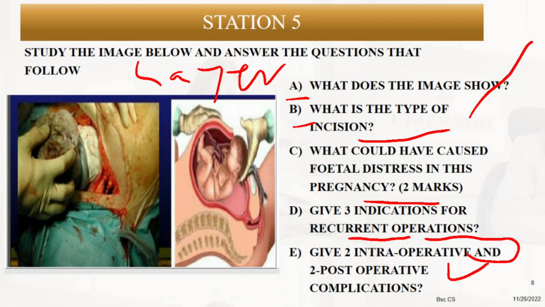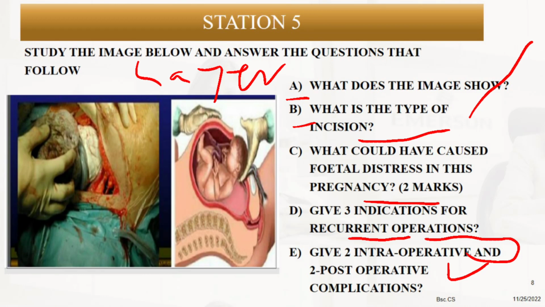Then 4, we can have external oblique muscle. 5, internal oblique muscle. 6, transversus abdominis muscle. Then 7, fascia transversalis. Then 8, extraperitoneal tissue. Then 9, we can have the parietal layer of the peritoneum.